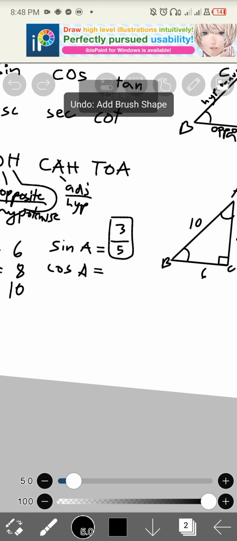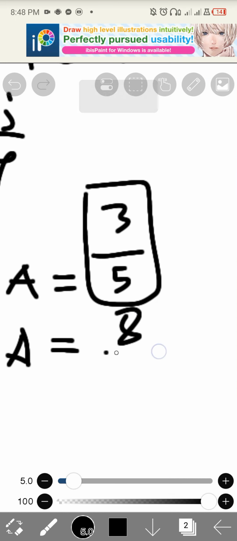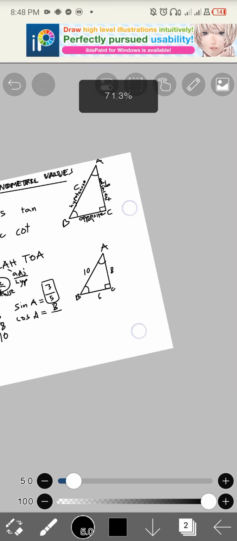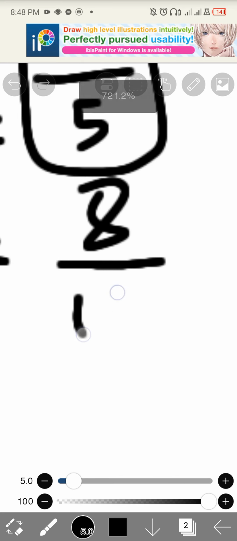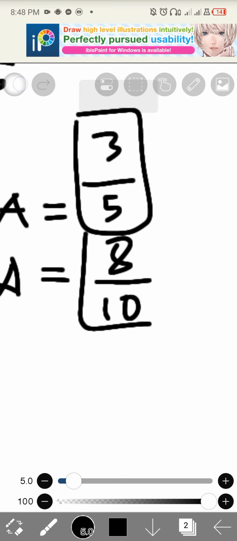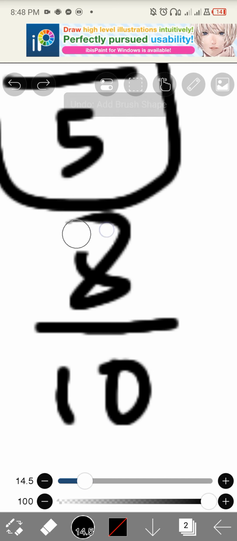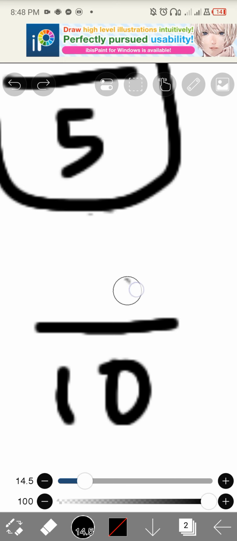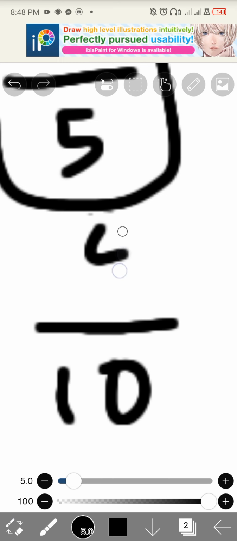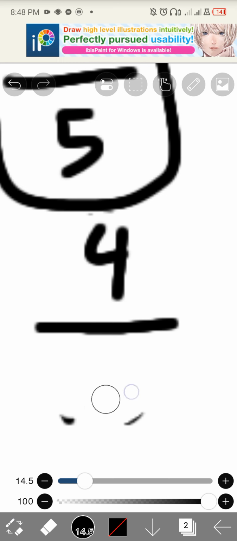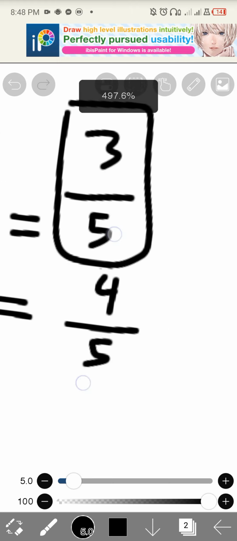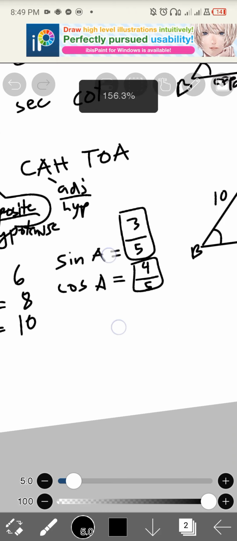So again, substitute 8 over the hypotenuse, which is 10. 8 over 10 can be simplified. Divide by 4? I mean 2. 8 divided by 2 is 4, while 10 divided by 2 is 5. So cosine A is equal to 4/5.